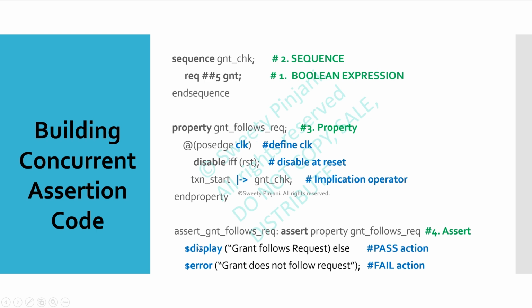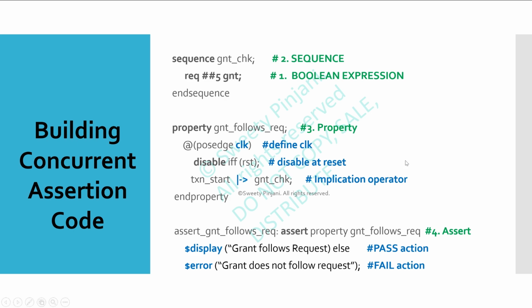If it is passing, I have the pass section. I am displaying that grant follows request. If the assertion is failing, I am throwing an error that grant does not follow request. It's your wish if you want to give error or fatal, up to you, but you have to give some fail condition. The pass condition is not mandatory, but I advise you to give a fail condition, because if the assertion fails, you should know. This is very important.